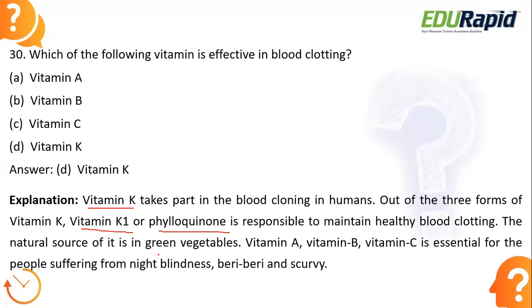Basically, we get it in green leafy vegetables and the rest of the green vegetables, which have this vitamin K content. So this is how we can include it in our diet. Now, a deficiency of vitamin A leads to night blindness, vitamin B leads to a disease called beriberi, and vitamin C leads to a disease called scurvy.